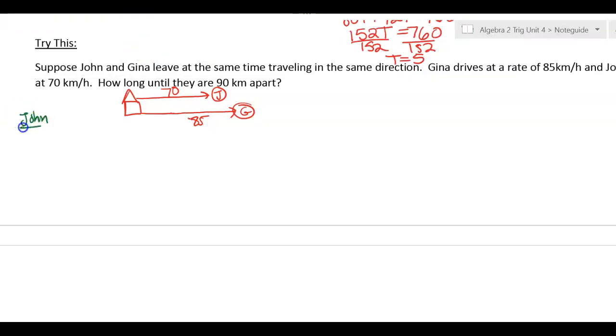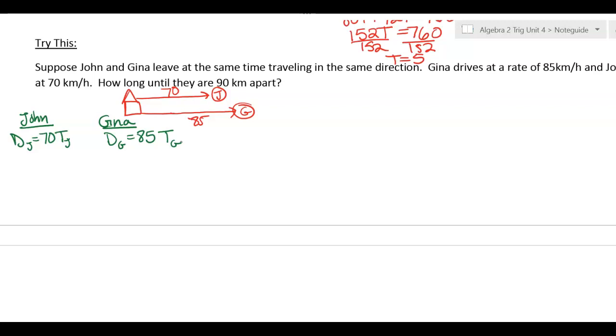I have John and I have Gina. John is going 70 kilometers per hour, and Gina is traveling at 85 kilometers per hour. So notice I almost write their equations exactly the same as last time. I have their rates, but I don't have any specific information about the number of hours or the exact distance that either person traveled. And so I'm going to look for the same things as last time.